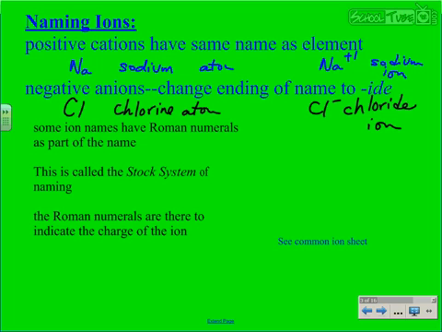Some ions have Roman numerals as part of their name. We call this the stock system of nomenclature. Nomenclature meaning a naming system. The Roman numerals indicate the charge of the ion. So for iron +2 and iron +3, like we had on the previous page, this is iron Roman numeral 2, and this is iron Roman numeral 3. The Roman numerals, as part of the name, indicate the charge.